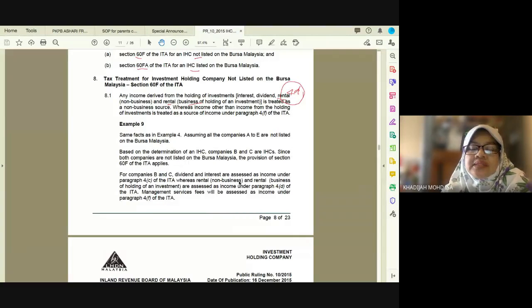The rule says that any income derived from the holding of investment, in this case your interest, dividend, rental. For rental, there are two rentals, Section 4D and 4A. Both rental incomes will be assessed as a non-business source. So even though you derive rental income and you provide comprehensive service and maintenance, because you are a Sendirian Berhad, whatever income you receive will be treated as Section 4C or Section 4D. Other income can also be Section 4F. Everything will be assessed as such, so there's no such thing as business income.